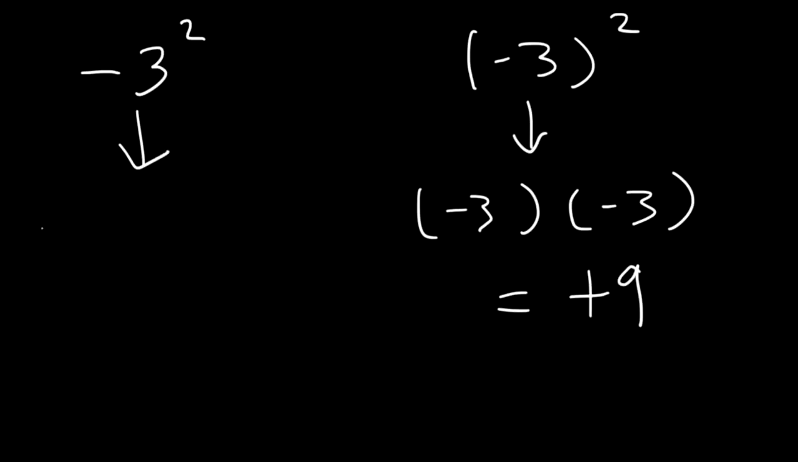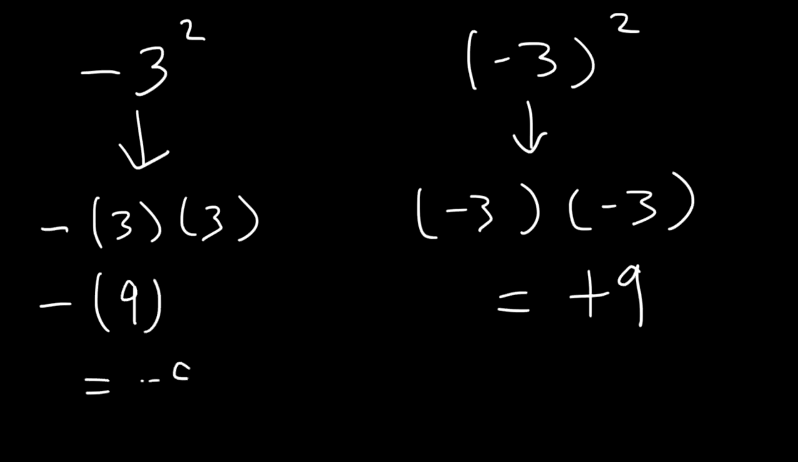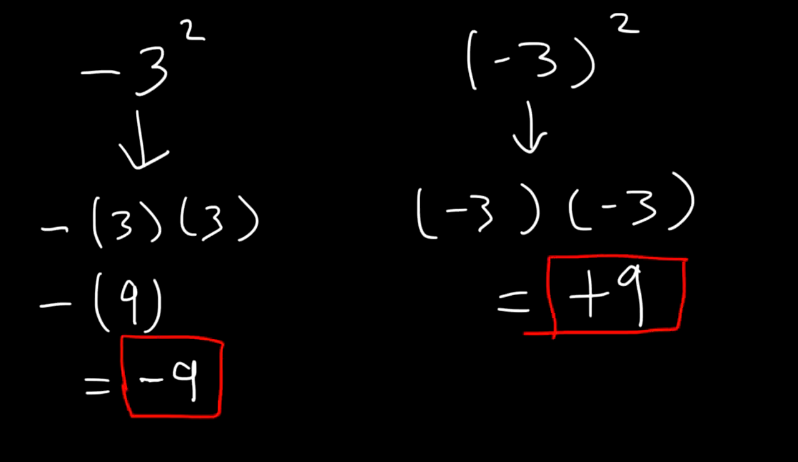Now what we have here is 1 negative and 2 3's. This 2 does not apply to the negative sign, so we only have 1 negative sign. So this is negative, and then 3 times 3 is 9, so the whole answer is negative 9. So just keep in mind the difference between the two. You can confirm this in the calculator. If you type in negative 3 squared just the way you see it like this, you should get negative 9. But if you type it like this in your calculator, it should give you positive 9.